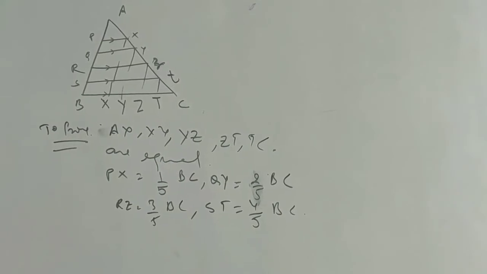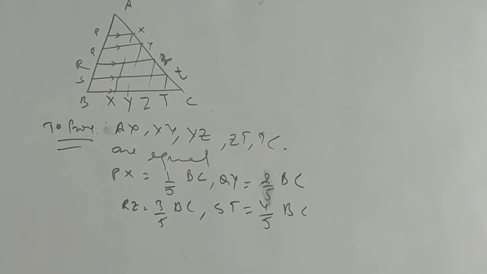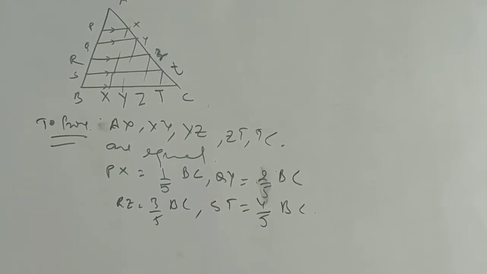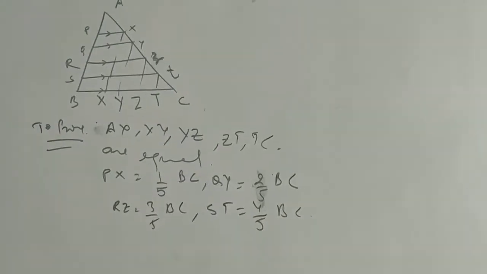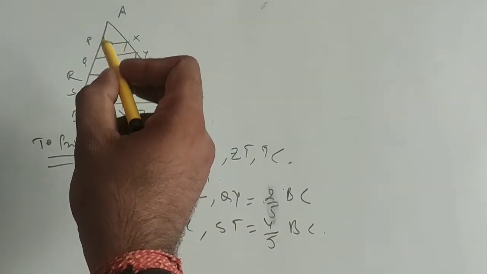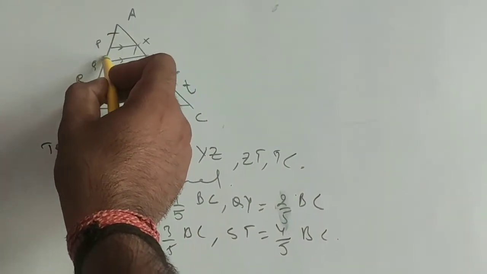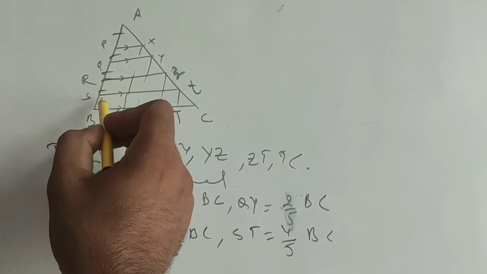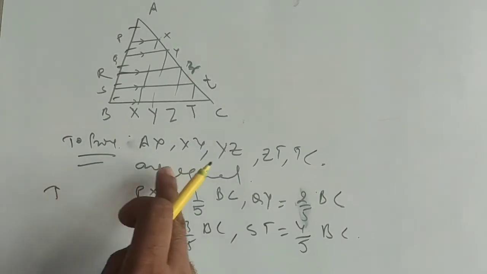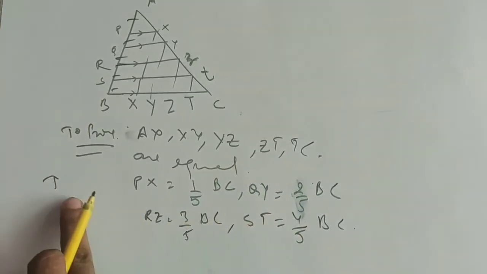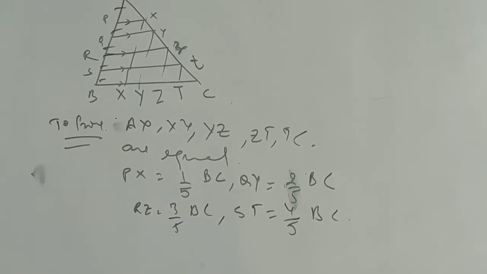Now in this question, in this triangle ABC, PX, QY, RZ, ST are parallel to BC. PX, QY, RZ, ST and BC are parallel to each other, and it is given that AP, PQ, QR, RS, SB are equal intercepts. We need to prove that PX will be 1/5 of BC, QY will be 2/5 of BC and RZ will be like this.